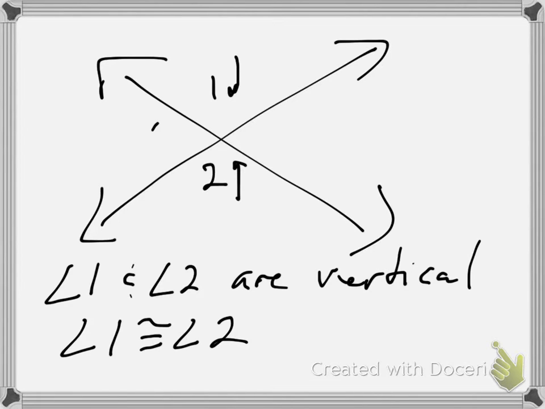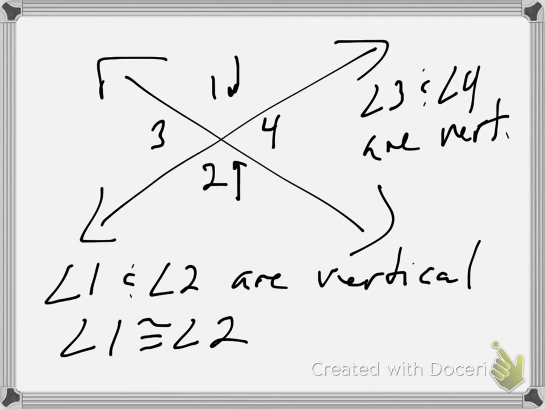Also, we can name this angle 3 and angle 4, and we can say angle 3 and angle 4 are vertical, and angle 3 is congruent to angle 4. Alright?